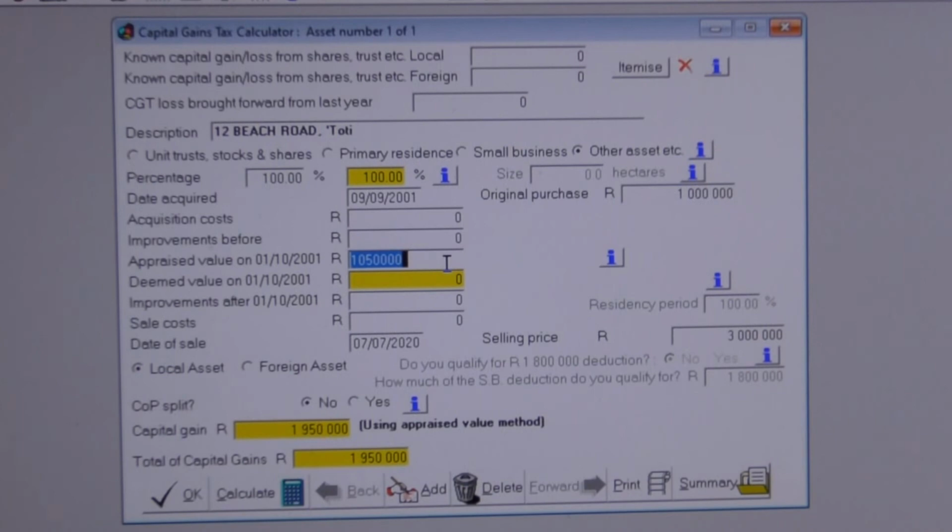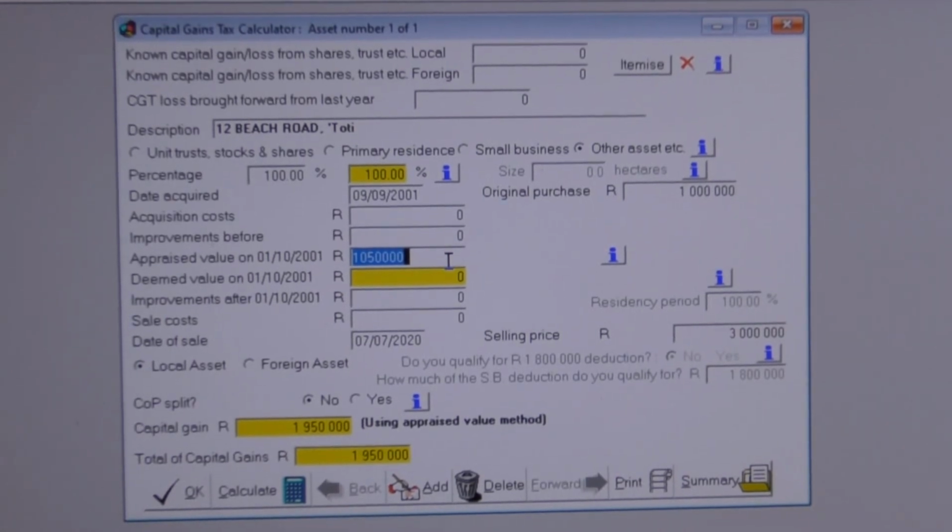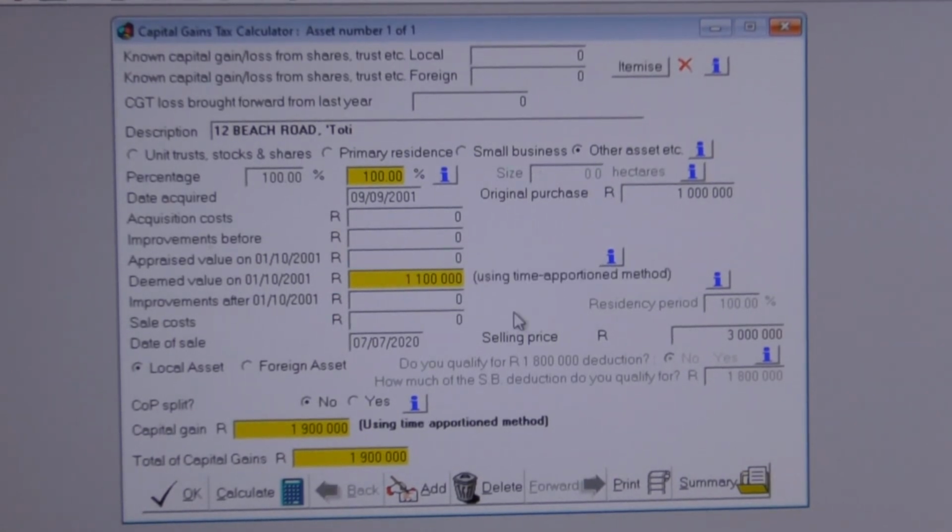Let's get rid of the valuation amount and ask the calculator to work out the deemed valuation on 1st of October 2001. This deemed value becomes our new base cost, and so we have a new gain amount. The program proportions the profit between the number of years of ownership before the valuation date and after the valuation date. How did it do that? Well, it's a bit simpler than it may seem.